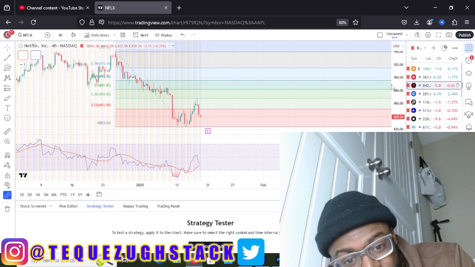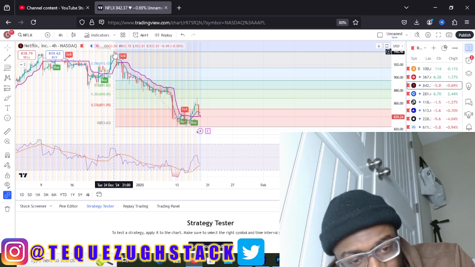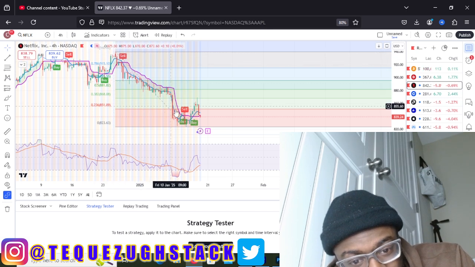I got it on Netflix too, bro. Look at Netflix. Look, this gray area. If you're just looking at the 4-hour chart, this gray area right here, right? It bounced all the way down into the red. It kind of got a little overextended right here. Boom. Look, hella oversold. And then it bounced, rocketed all the way up. I got a buy signal.